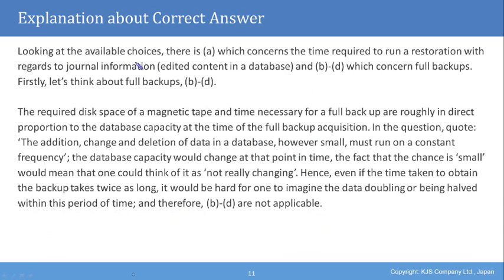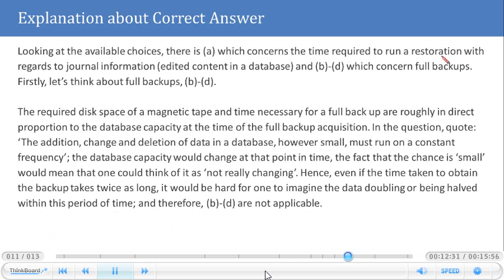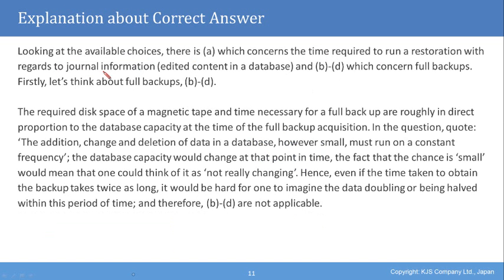Now, looking at the available choices for the answers, there is A, which concerns the time required to run a restoration with regards to journal information, and B to D, which concern full backups. Now firstly, let's look at the last 3 options, B, C, and D, about full backups. The required disk space of a magnetic tape and time necessary for a full backup are roughly in direct proportion to the database capacity at the time of the full backup acquisition.